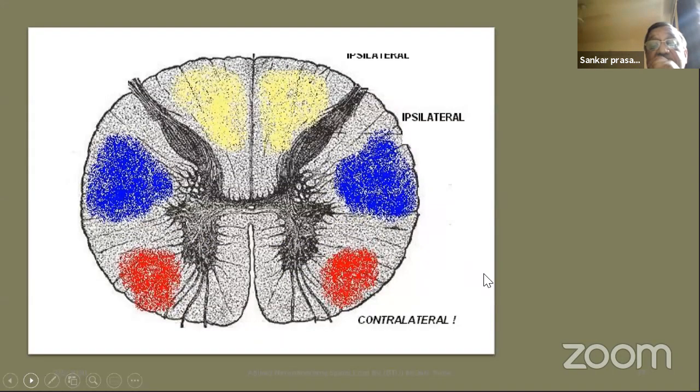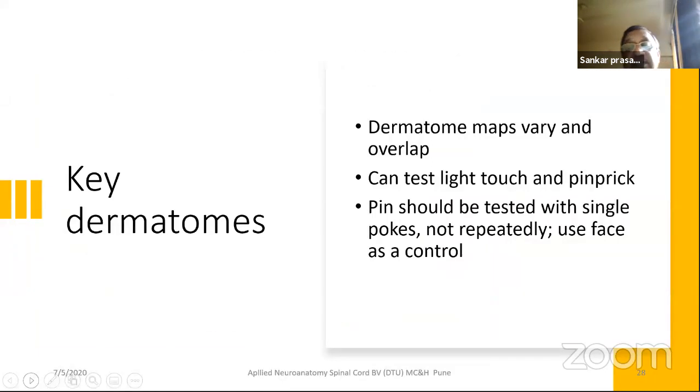Okay. So this is the ipsilateral and contralateral, and this anatomy is very important for understanding Brown-Sequard syndrome, which we'll discuss in some class. The dermatome maps vary and they overlap. You have to test with light touch and pin. Pin should be tested with single pokes, not repeatedly. Use the face as a control.